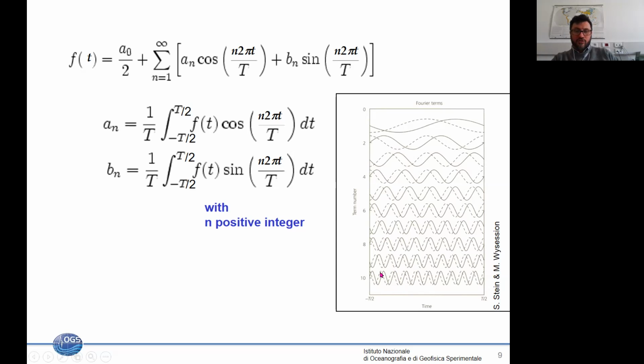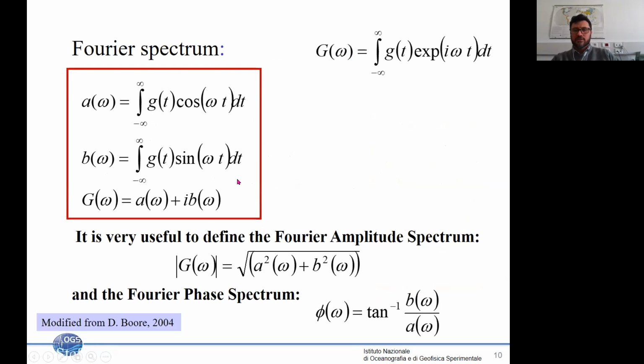Important, you see that, of course, the sine and the cosine terms are shifted by 90 degrees, so of half pi. This is because one is a cosine and one is a sine term. So which information can we obtain from the Fourier spectrum?